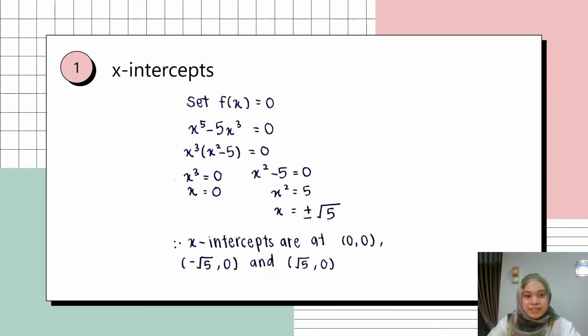First, we need to find the x-intercepts. To get the x-intercepts, we set f(x) equal to 0 and factorize it, and we get x equals 0, x equals square root of 5, and x equals negative square root of 5. In conclusion, the x-intercepts are at (0, 0), (negative square root of 5, 0), and (square root of 5, 0).